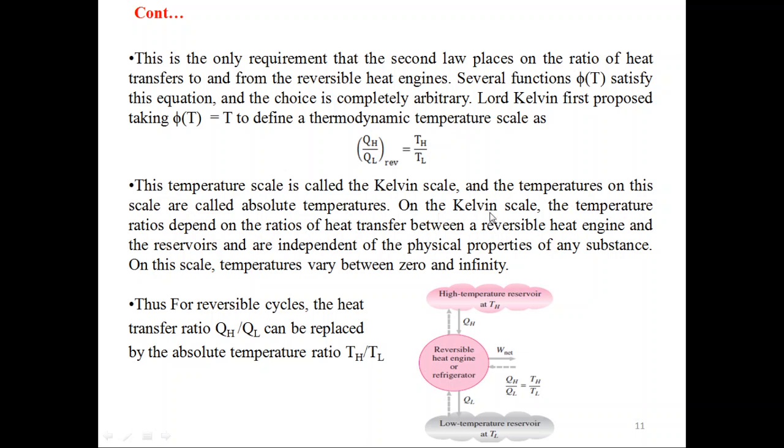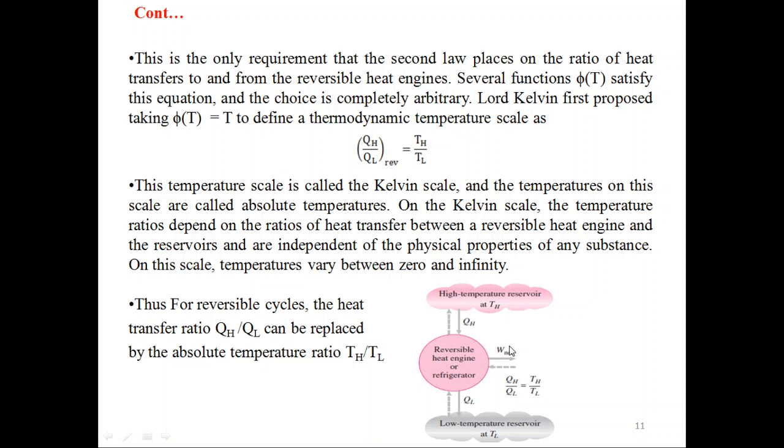On the Kelvin scale, the temperature ratio depends on the ratio of heat transfer between a reversible heat engine and the reservoirs, and is independent of the physical properties of any substance such as volume, etc. On this scale, temperatures vary between 0 and infinity.